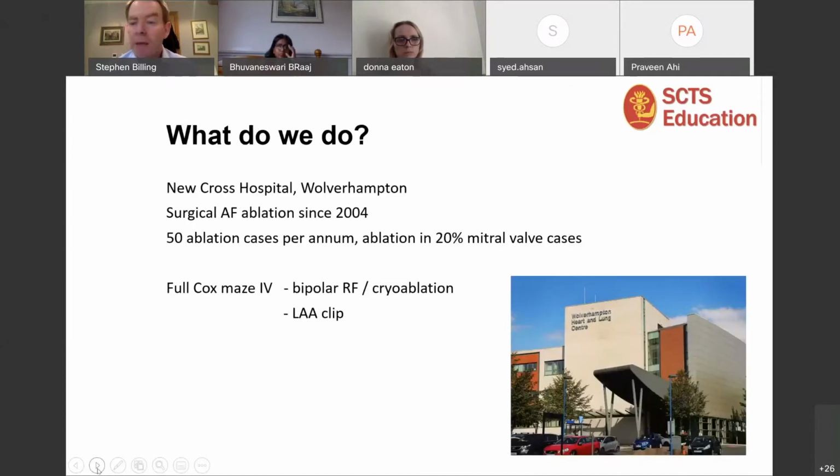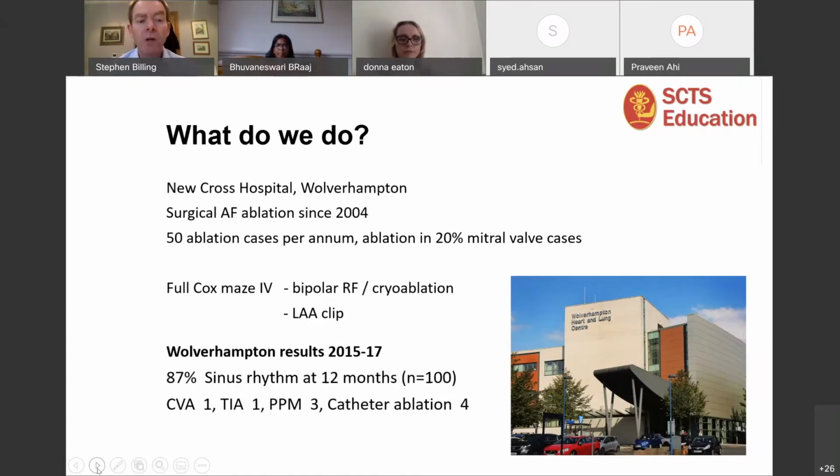So if you'll allow me, I'll share you some of our data to bring it a bit more real world. We're a middle-sized unit conducting 900 to 1,000 cases a year. And we've been doing surgical AF ablation for 16 years now, and we do about 50 cases a year. Perhaps very notable in the mitral valve cases, 20% of them get a maze. And we're currently conducting a full Cox maze 4 with a combination of bipolar radiofrequency and cryo, as discussed. And it's a biatrial lesion set, not just the picture I showed you. And these patients all get an appendage clip.